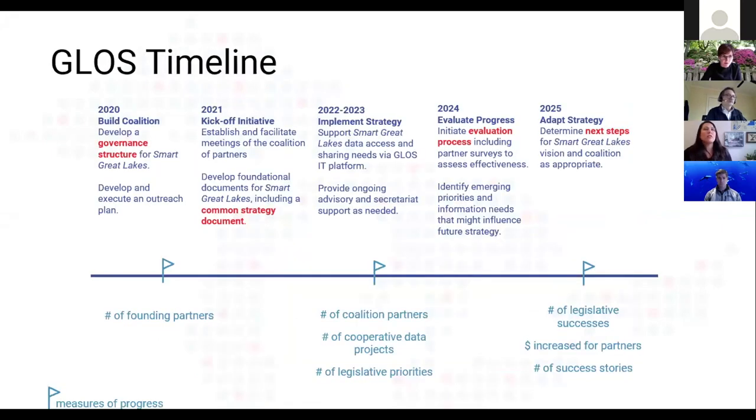If you look at the GLOS strategic plan, we do have a timeline that we have developed internally for how we would like to see, at a high level, this initiative progressing. And towards the end, it's intentionally vague because we really want the Smart Great Lakes Initiative to be directed in a more collaborative manner. But we did identify the development of this common strategy document as one of the early deliverables that we would be working to support.